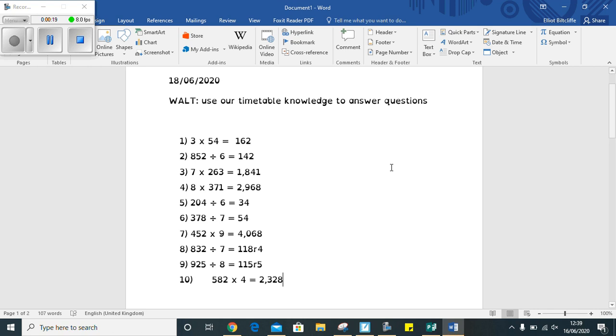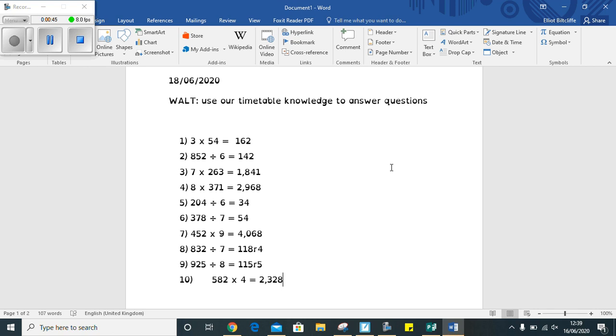So 3 times 54 is equal to 162. 852 divided by 6 is equal to 142. 7 multiplied by 263 is equal to 1,841. 8 times 371 is equal to 2,968. 204 divided by 6 is equal to 34. 378 divided by 7 is equal to 54.